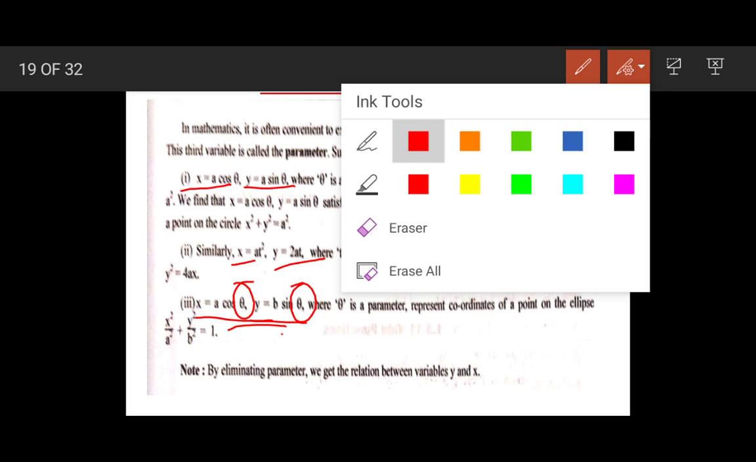See here, first example, x is equal to a cos theta, y is equal to a sin theta. Okay. Second example, x is equal to a t square, y is equal to 2at. Right. So x and y both are given in terms of t, variable t or parameter t. Okay. So whenever x and y both variables are given in terms of a third parameter, x is not given in terms of y and y is not given in terms of x, then that is known as a parametric function.